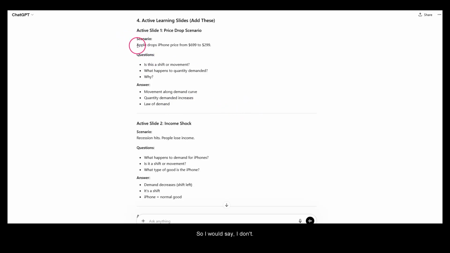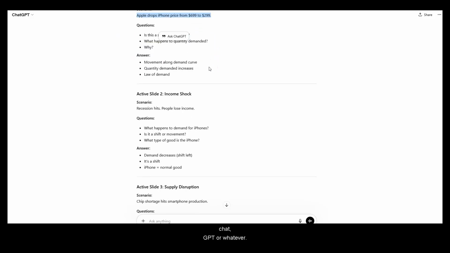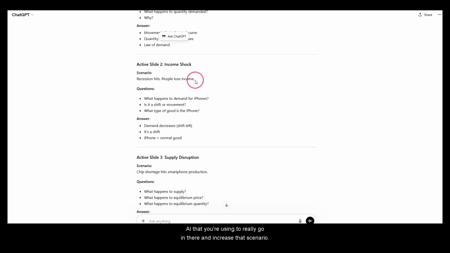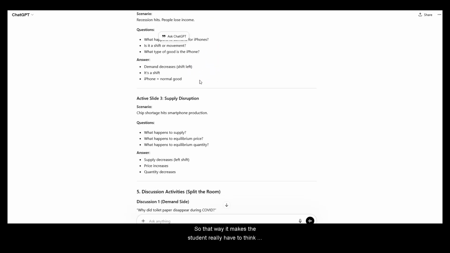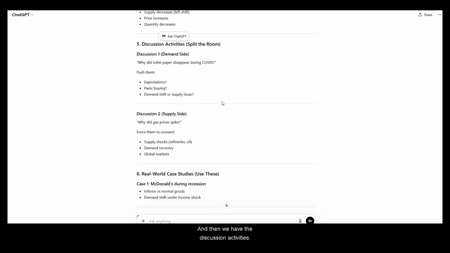So I would say, that scenario is just too brief for me. Give me something that really has some teeth to it, and tell ChatGPT or whatever AI that you're using to really go in there and increase that scenario, so that way it makes the student really have to think and gets them engaged. And then we have discussion activities.